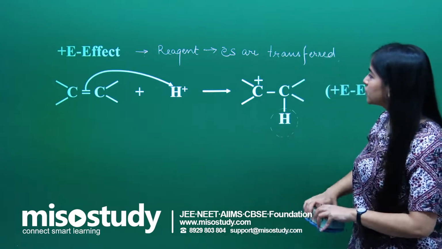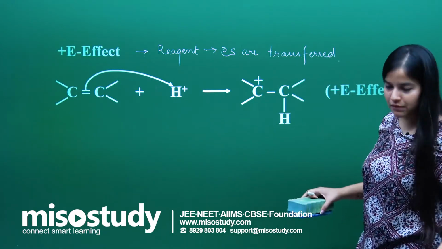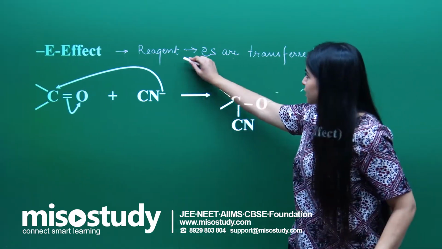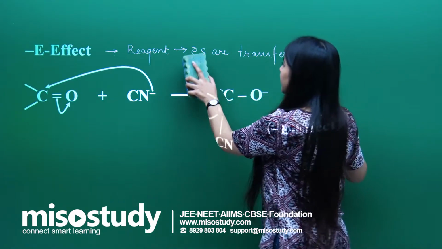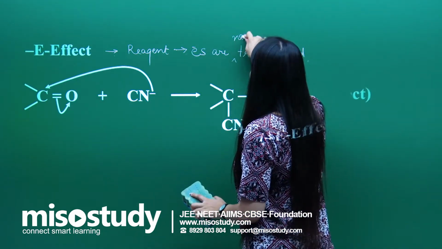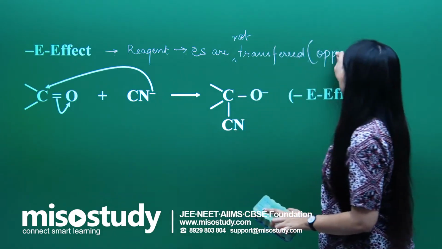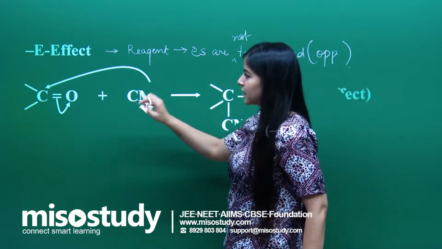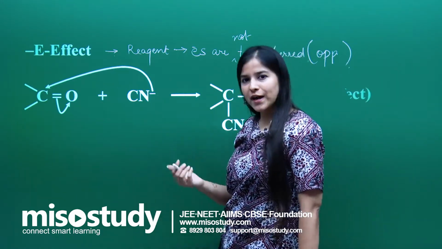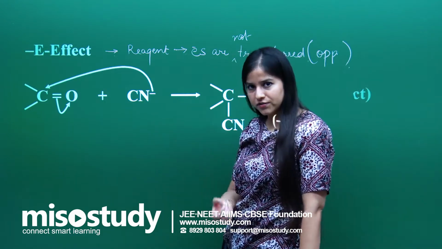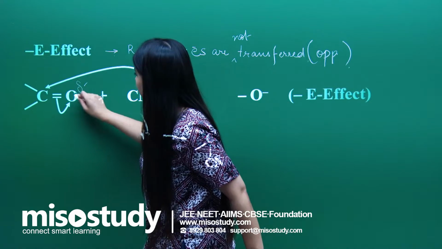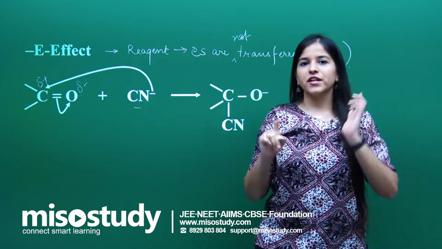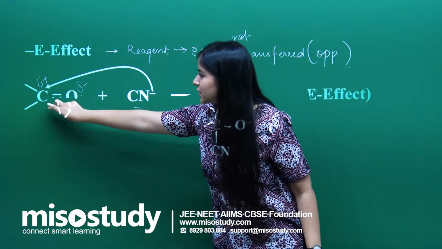Now let's move on to the other effect, which is the minus E effect. Here, the reagent gets attached where the electrons are not transferred. That means the opposite of the plus E effect. How? Let's check. Here, instead of an alkene, I have taken a carbonyl group. In the carbonyl group, oxygen, being more electronegative, attracts the electron density. It has a delta negative charge and the carbon has a delta positive charge. Cyanide is the reagent that we have taken in this case, which is going to attack the positive one.